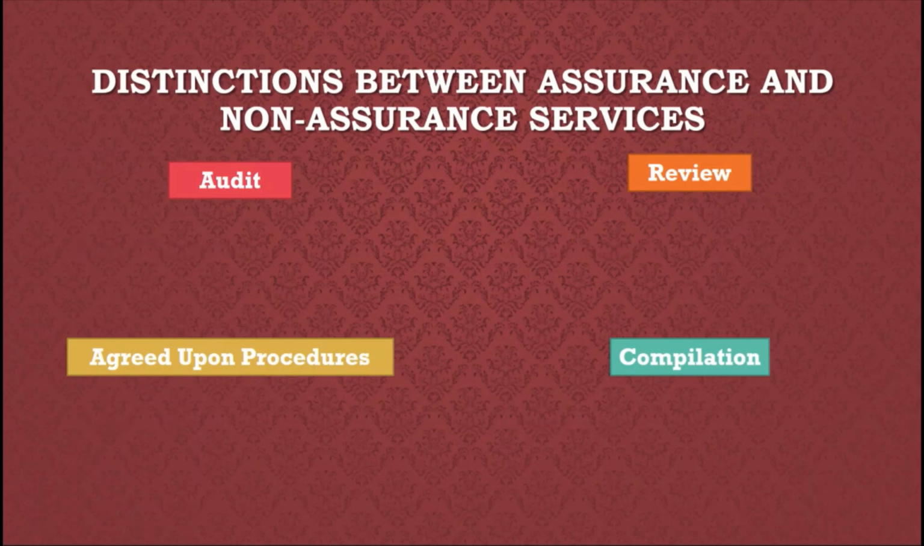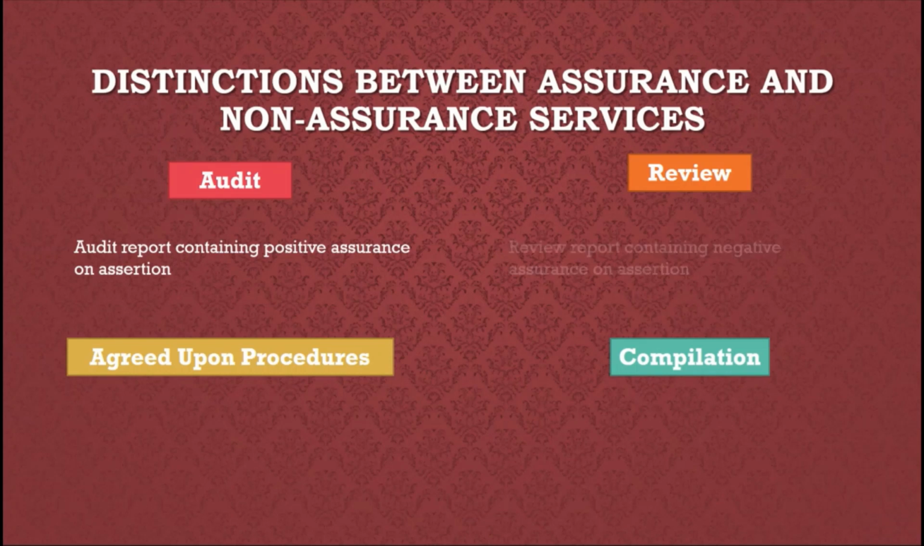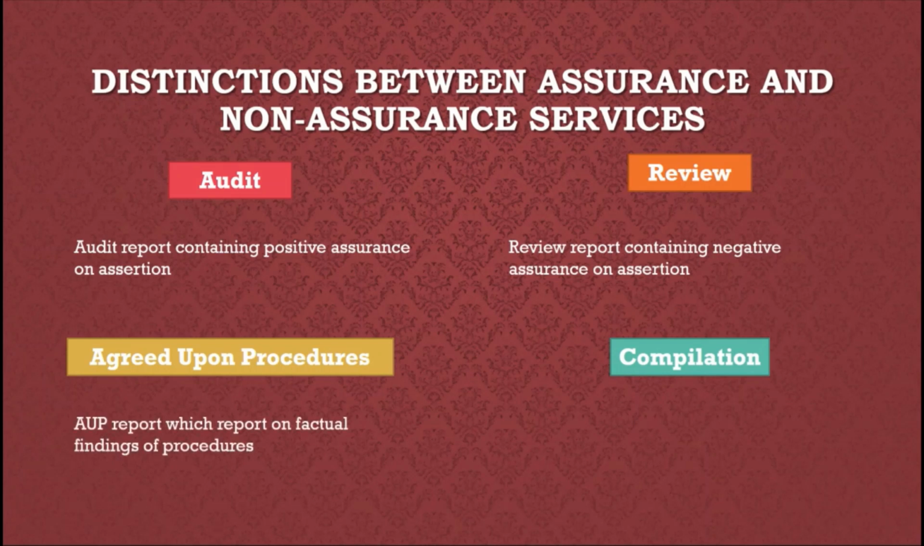So last na yung report provided. Sa audit, which is audit report which contains positive assurance on assertion. Sa review naman, yung review report containing negative assurance on assertion. Sa agreed upon procedures, which is yung AUP report, which report on the factual findings of procedures. And yung sa compilation naman is yung compilation report, which identify information compiled.